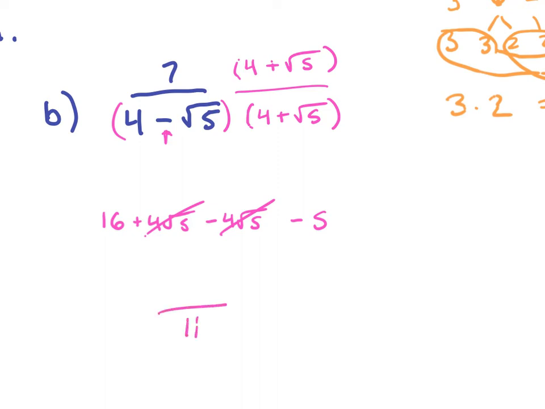And then how can we simplify the numerator? What's 7 times 4? 28. What's next? Plus 7 square root 5. Can't forget that the 7 has to distribute to both. Any questions on this one?